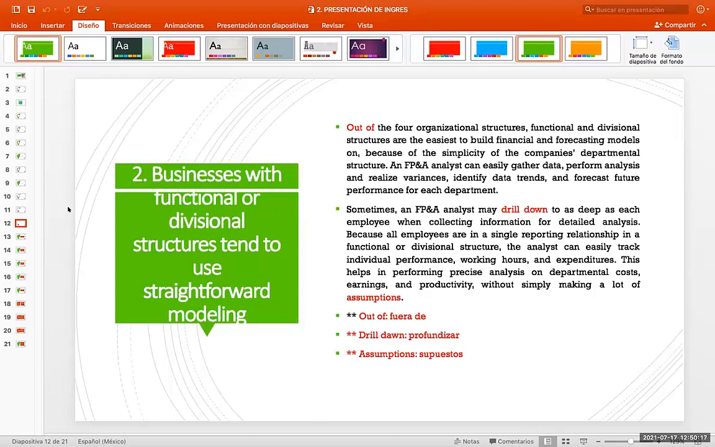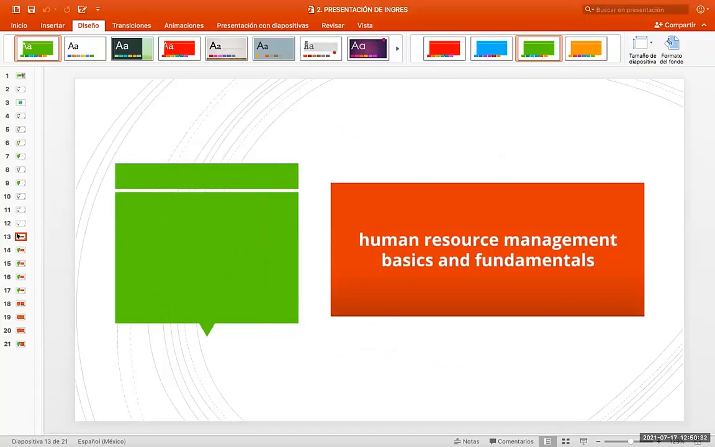In order to talk about all the topics, I'm going to skip this paragraph because it repeats the idea that I exposed in the last slides. Now, according to the information that I saw in the video, it's about human resource management, basics and fundamentals.